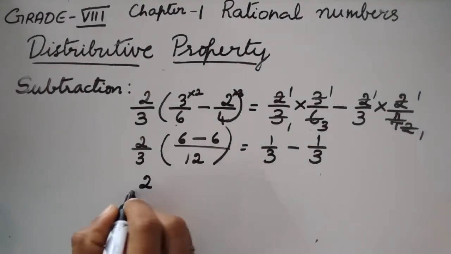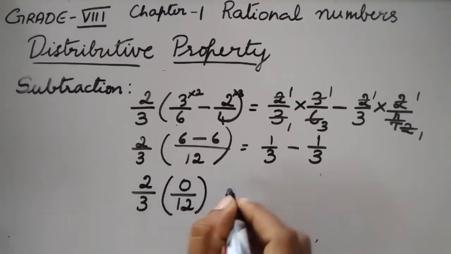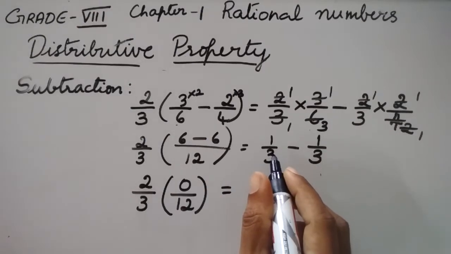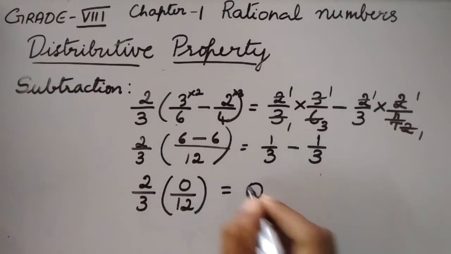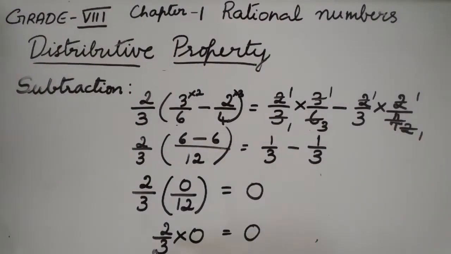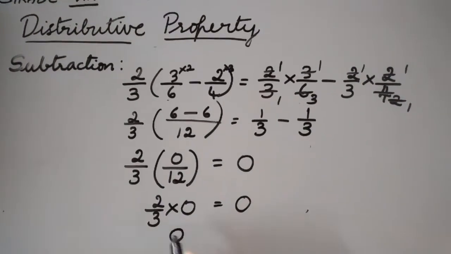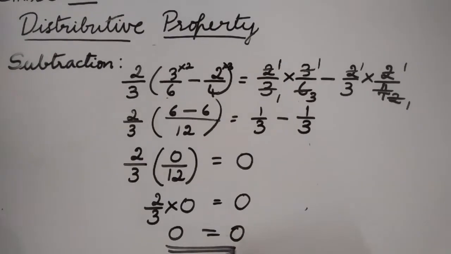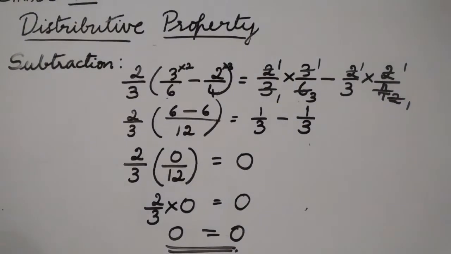So here the LHS part 2 by 3, 6 minus 6 is 0 divided by 12, which is equal to, here 1 by 3 minus 1 by 3 is 0, isn't it? Yes. So here 0 by 12 is once again 0, it is equal to 0. So 2 by 3 into 0, any number multiplied with 0 is 0. So LHS is equal to RHS. So here distributive property is applicable for subtraction.